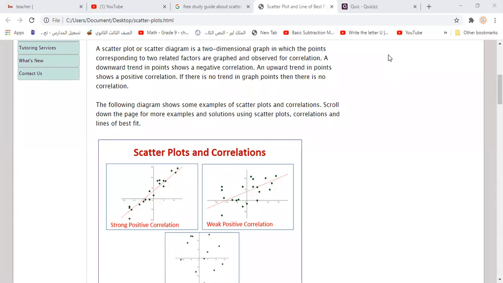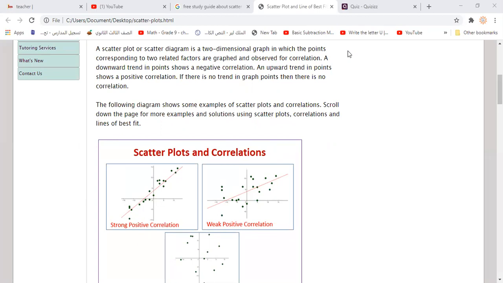What is the meaning of the word association or correlation? Relations. Relationship, yes. Okay. A downward trend in points shows a negative correlation, and an upward trend in points shows a positive correlation. If there is no trend in graph points, then there is no correlation.